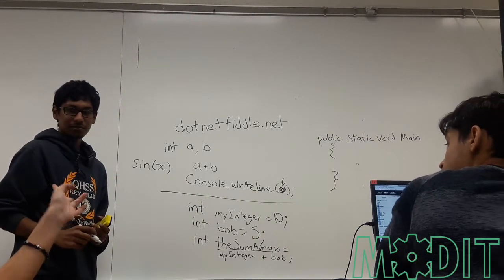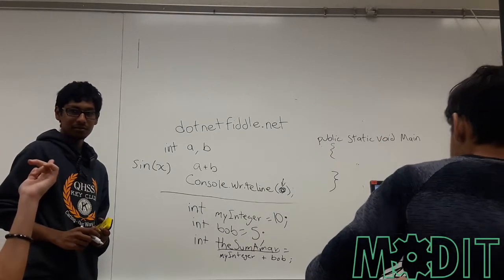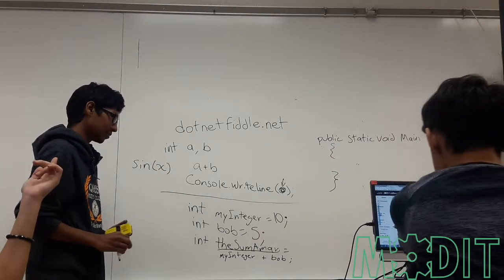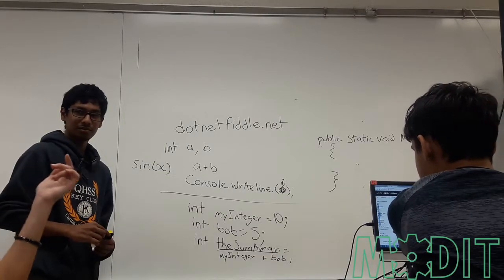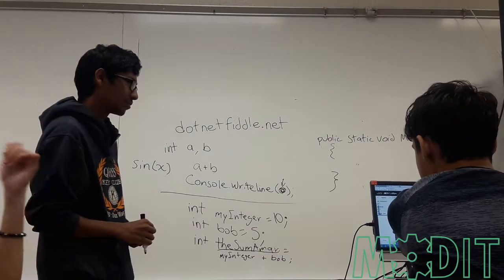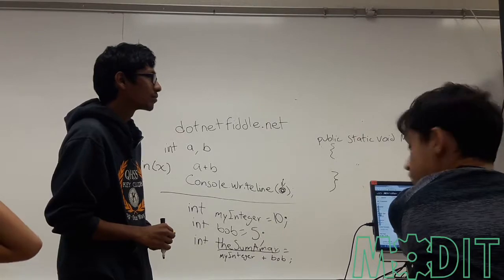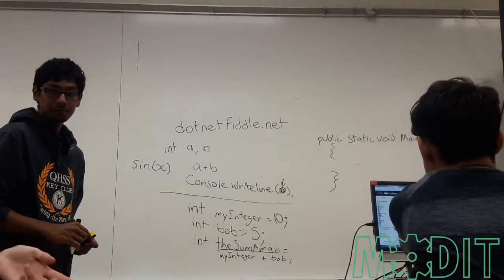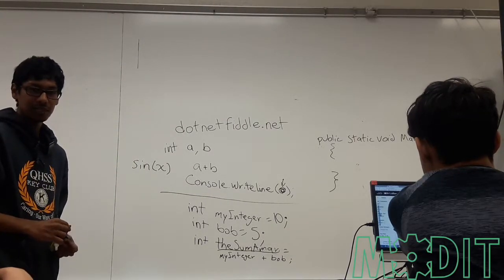Why does it have to be a sum? Why can't you put like my integer in there? So you want to show like my integer plus Bob? Like this? Or wait, do you have to put a sum in there, or can it be just one integer?